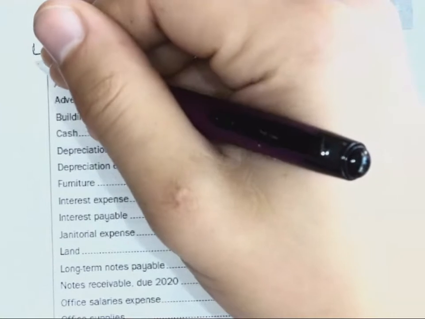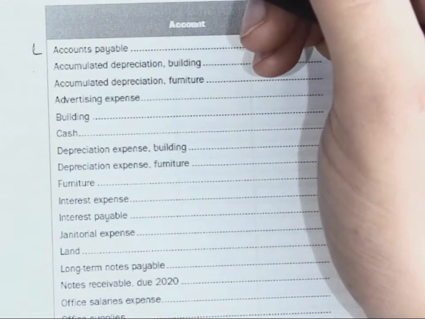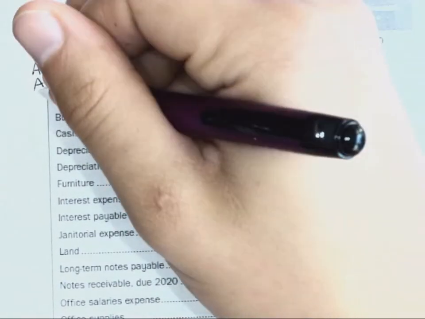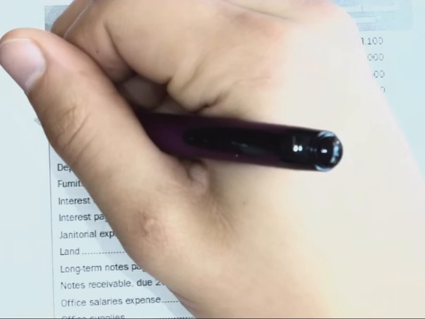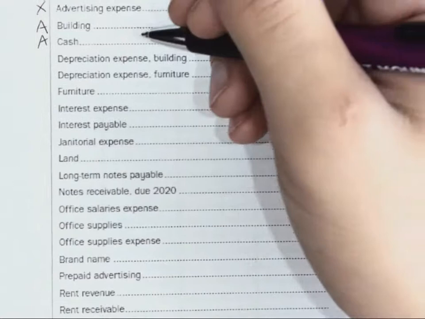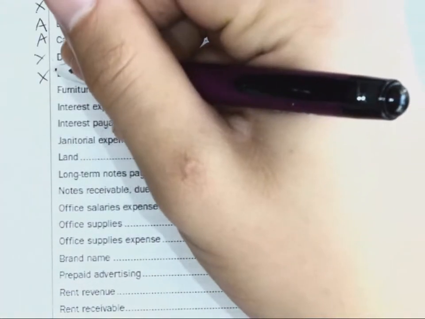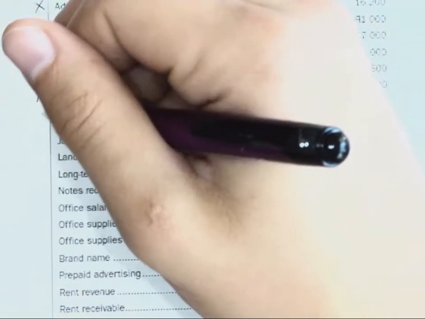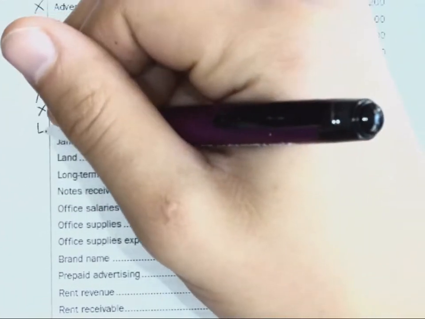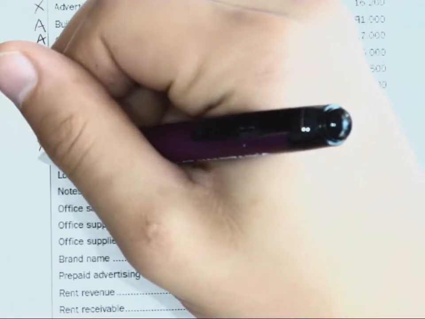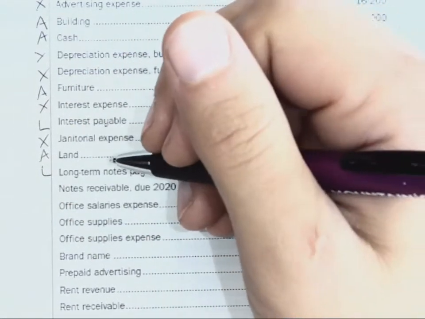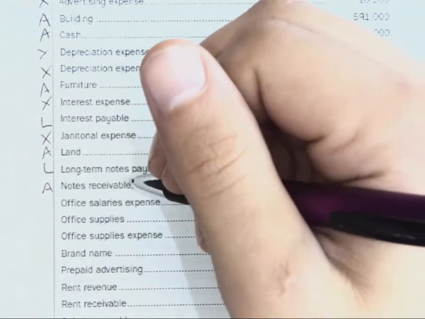Accumulated depreciation. No, it is not a liability. It's an asset. It's a contra asset. Advertising expense. Building. Asset. Cash. Asset. Depreciation expenses. Expense. Furniture. Asset. Interest expense. Expense. Interest payable. Liability. Janitorial expense. Expense. Land. Asset. Long-term note payable. Liability. Notes receivable. Asset. Office salaries expense. Expense.